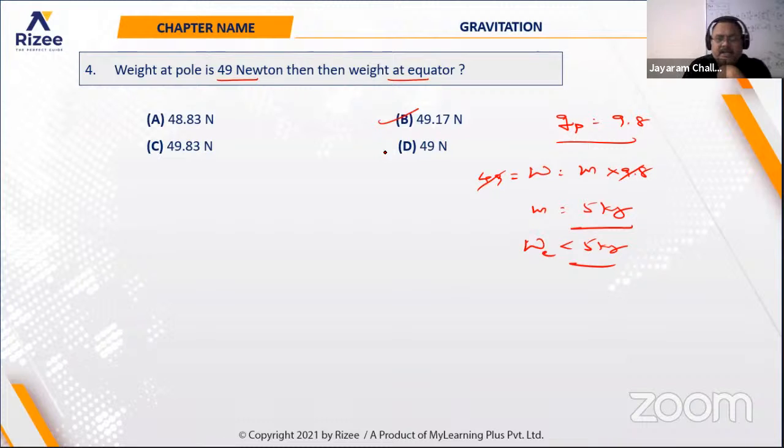This is greater than 49. This is 49, equal to 49. This is also greater than 49. The only option that is left over is this one. So this should be your right option for the weight at the equator. Got it?